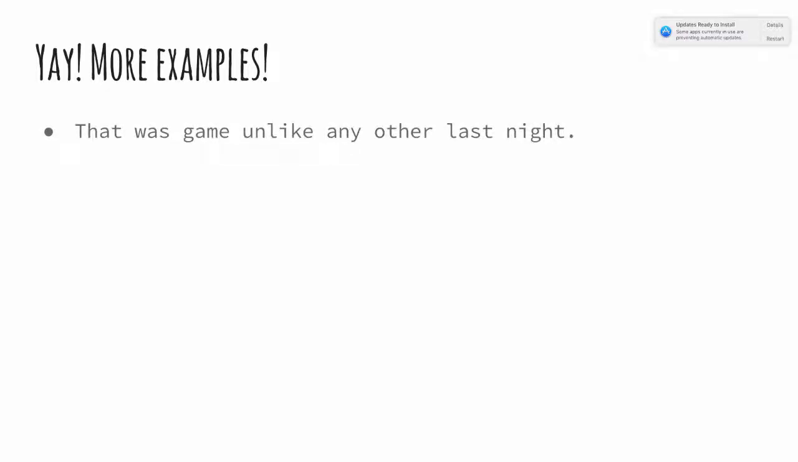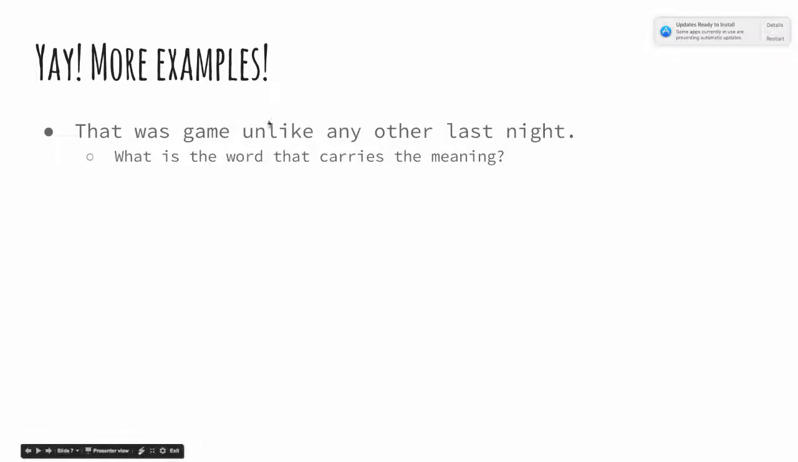A couple more examples. I made some typos here. I should say, that game was unlike any other last night, okay? So it should be, that game was unlike any other last night. What is the word that carries the meaning? Again, it's like, okay? What is the prefix? These 2 letters out front, un, okay? So if the game was unlike any other, it means it was not like any other game. It was unique, it was different, okay? So unlike means not like.